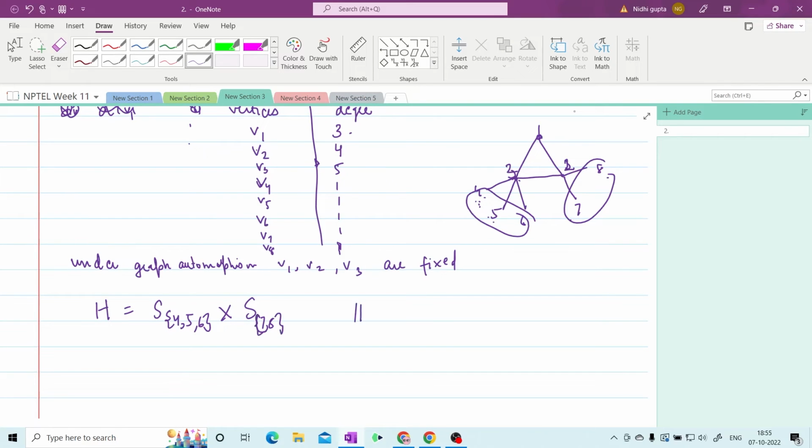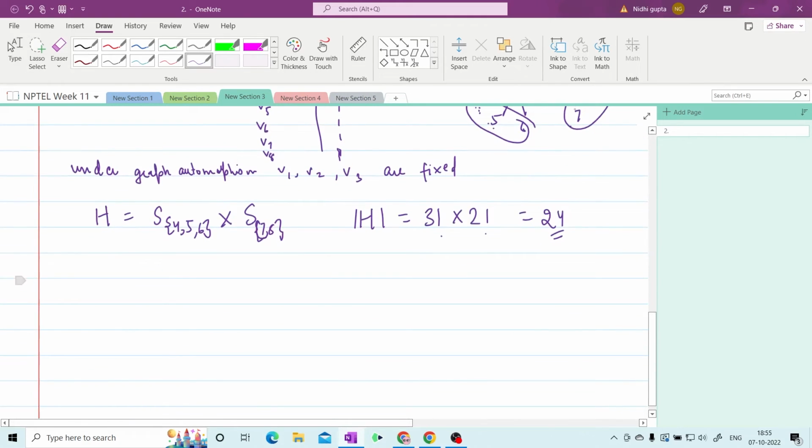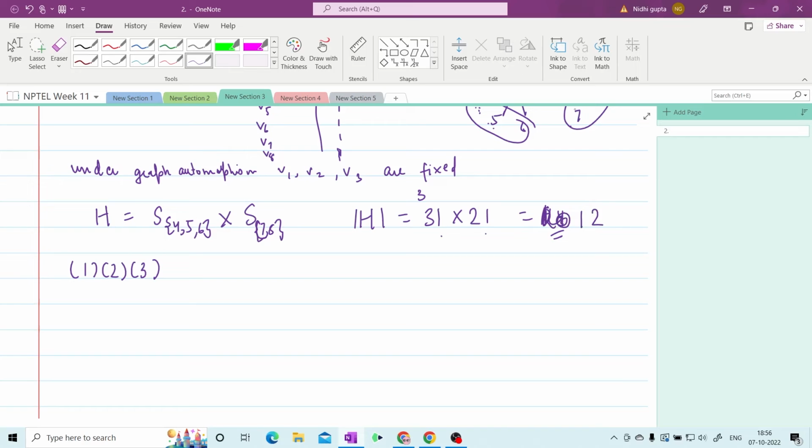So the order of H: this is S3, it has order 3 factorial, and this has order 2 factorial. So the order of H is 3 factorial times 2 factorial, which is 12. Now let's list down all the permutations. We have 1, 2, 3 fixed in all the permutations.